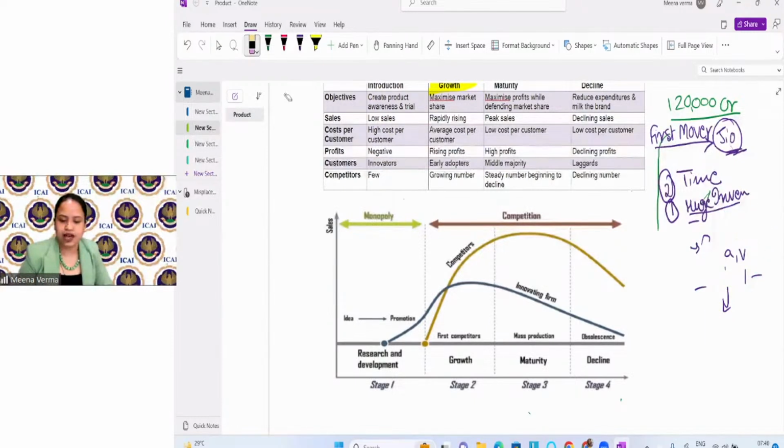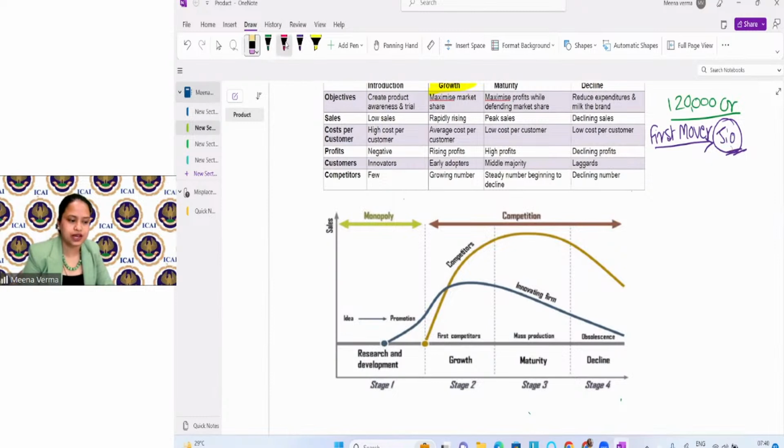Initially, the product will have monopoly. Like you remember when Jio was introduced, they had monopoly. When Jio was introduced, only Jio was there providing mobile data services. When Apple iPhone was introduced, there was only Apple iPhone as a smartphone in the market. So they had almost monopoly in the market.